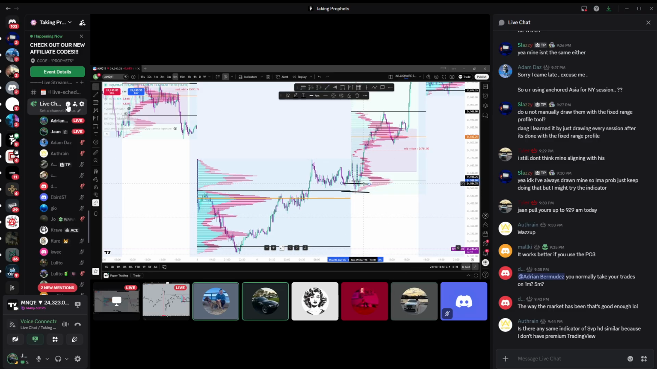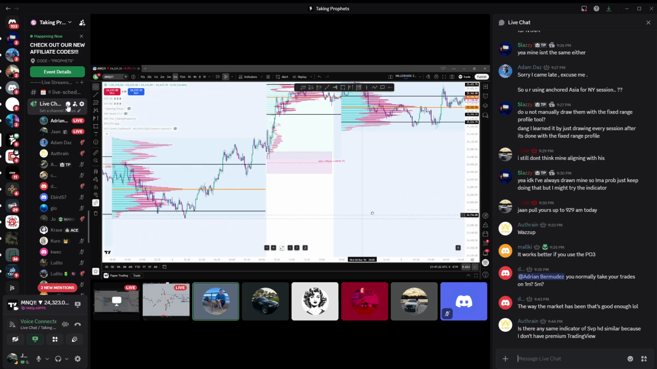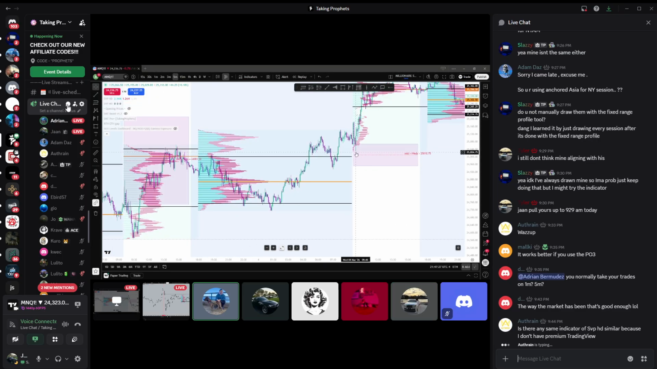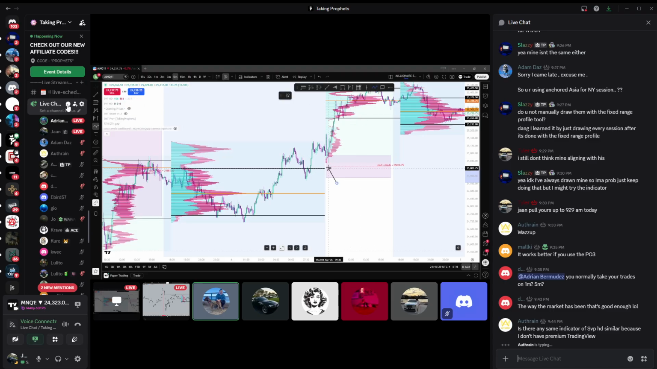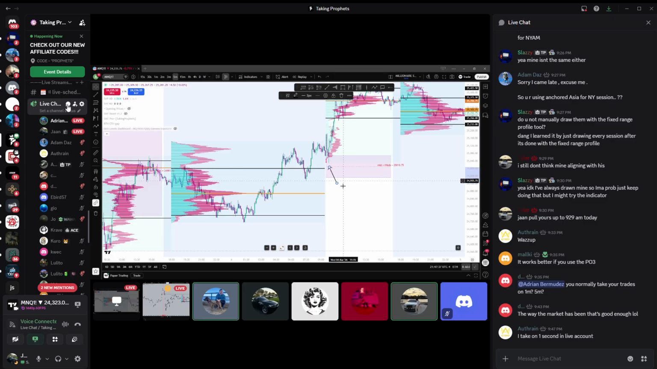Right here we rejected value area high. Let's go back a little more so I can show you. Right here, ES rejected the midpoint. That's one thing you have to look at with these midpoints, is that ES will reject this.